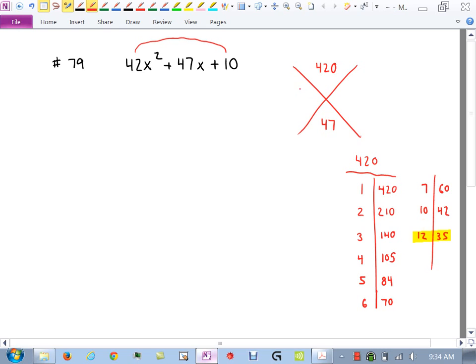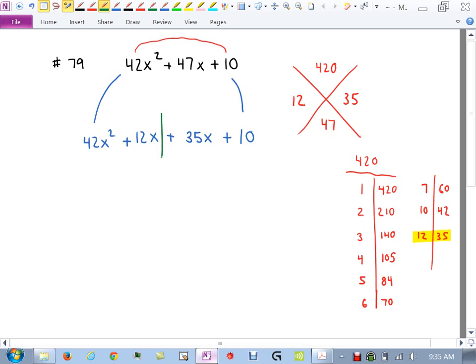So I'll put the 12 first and then 35. Okay, so we go 12 here, 35 like this. And then what we do is we rewrite this. We just bring our outside pieces down, 42x squared. We bring the 10 here. In the middle we put plus 12x and then plus 35x. And then we have plus 10.